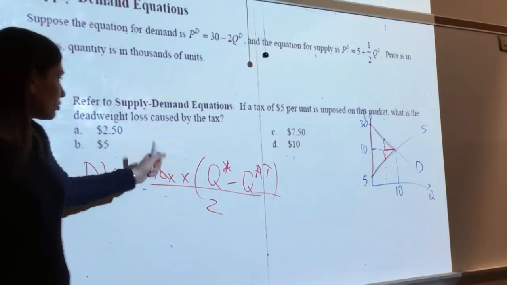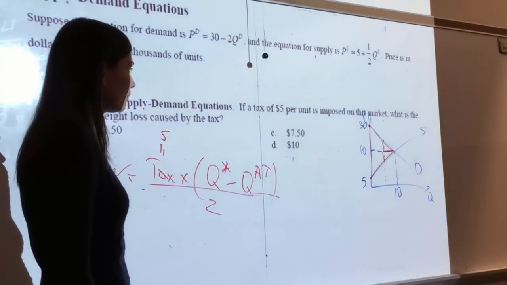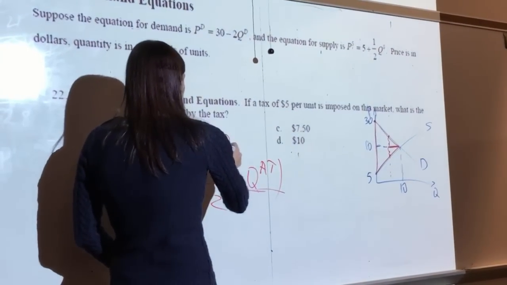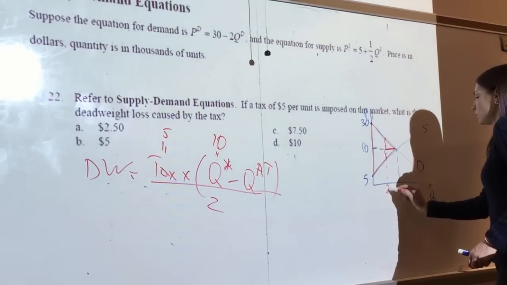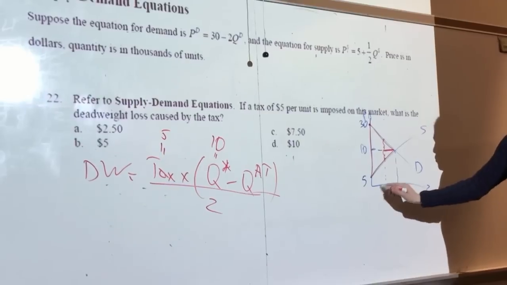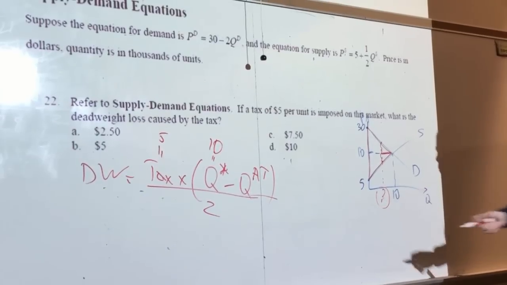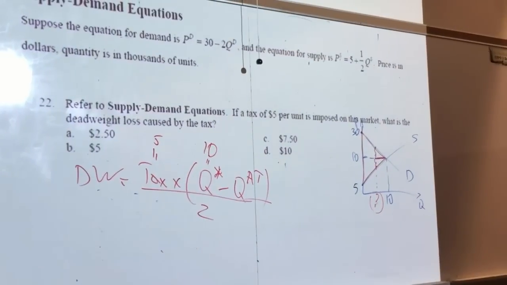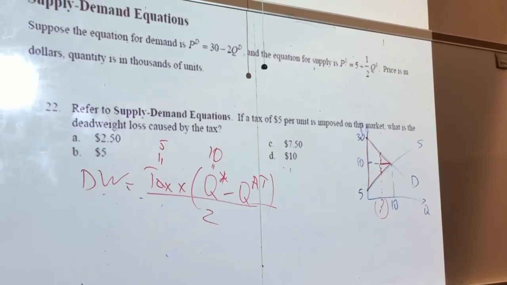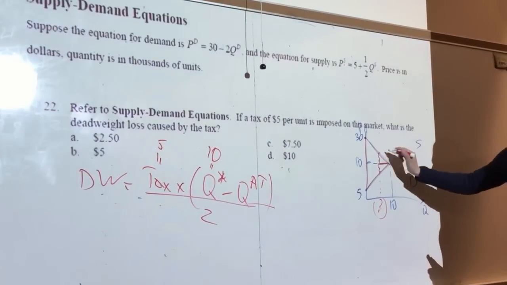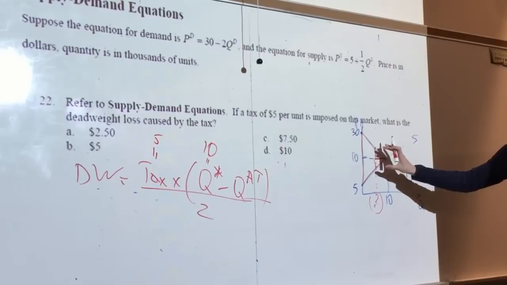Right? So what do I know? Do I know the tax? Yeah, it's $5. What is the quantity in equilibrium? 10. And what is the quantity after tax? We don't know. Question mark, right? So basically, as soon as I find this, I can plug it back in and solve, right? How do I find the quantity after tax? Well, I know that the difference between the demand and the supply curve is going to be equal to the amount of the tax.